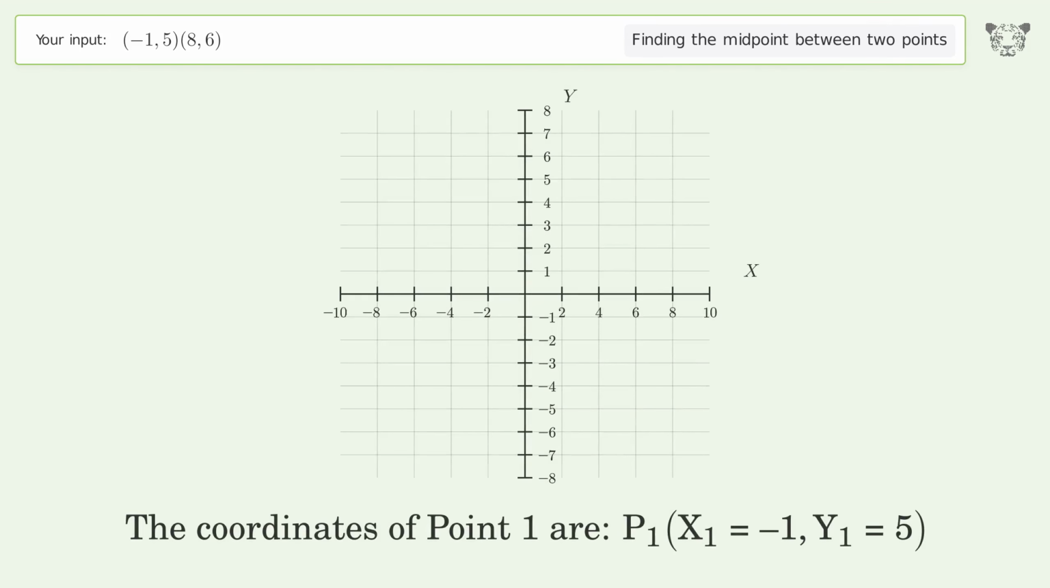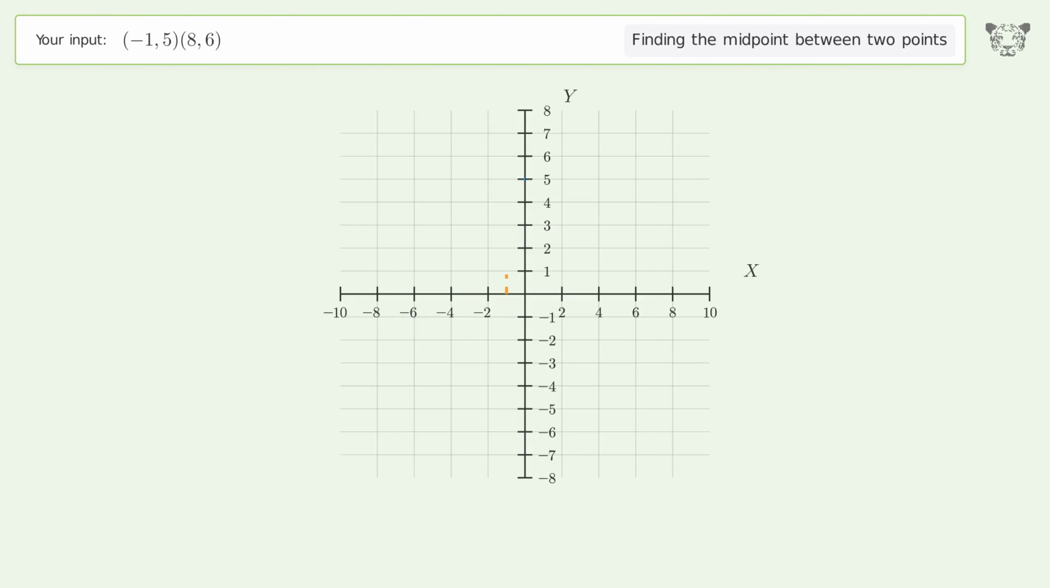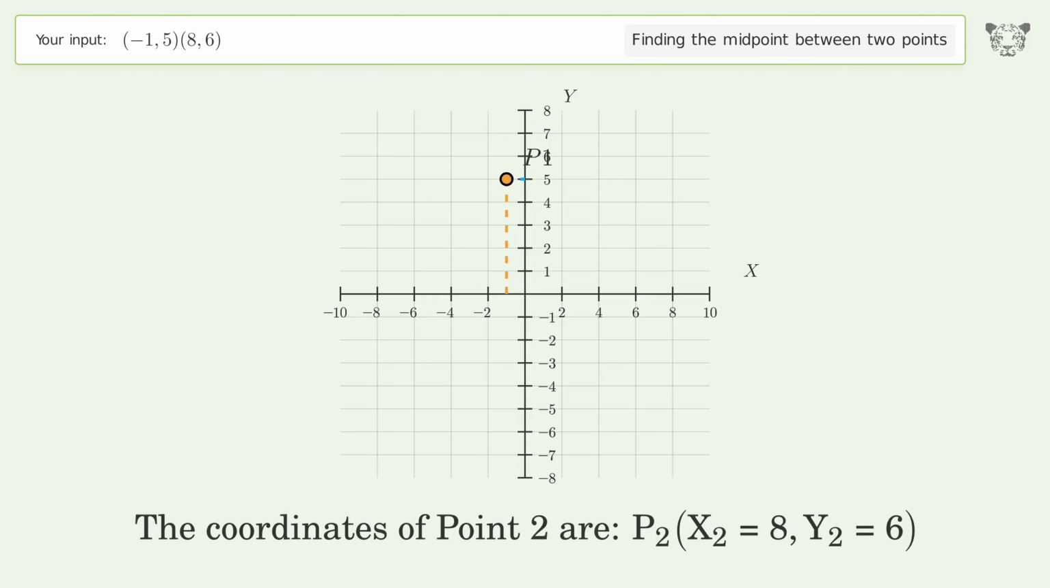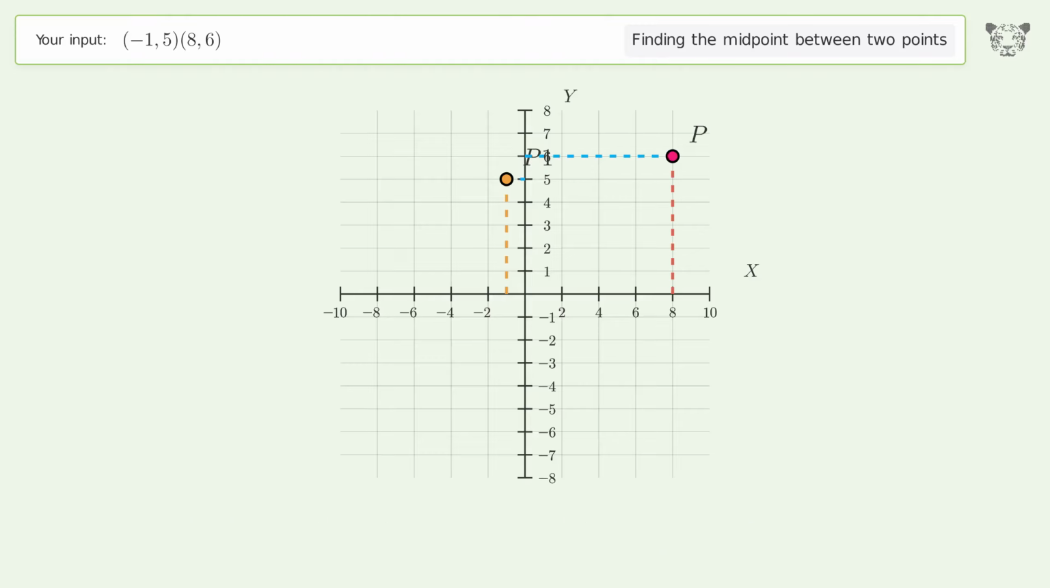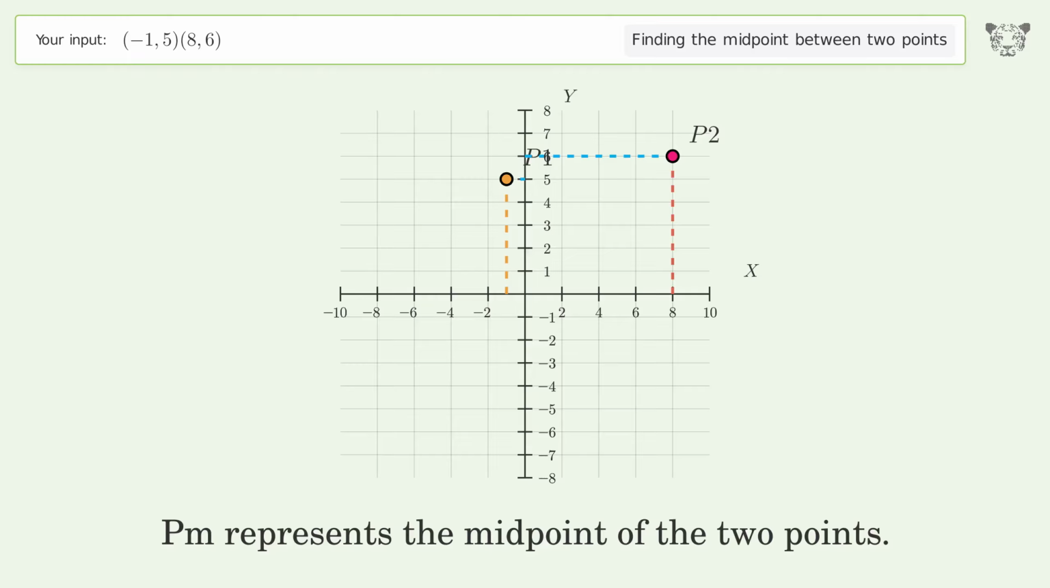The coordinates of point 1 are x1 equals -1, y1 equals 5. The coordinates of point 2 are x2 equals 8, y2 equals 6. PM represents the midpoint of the 2 points.